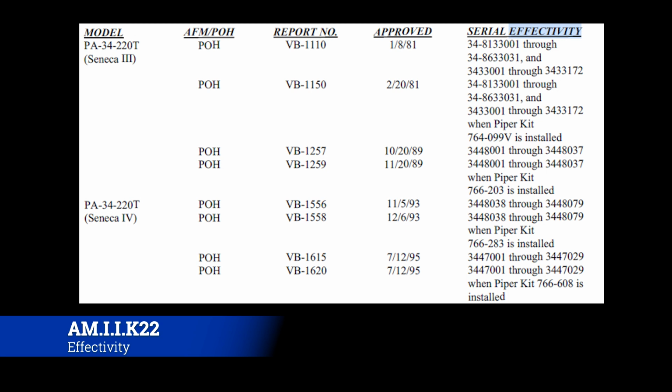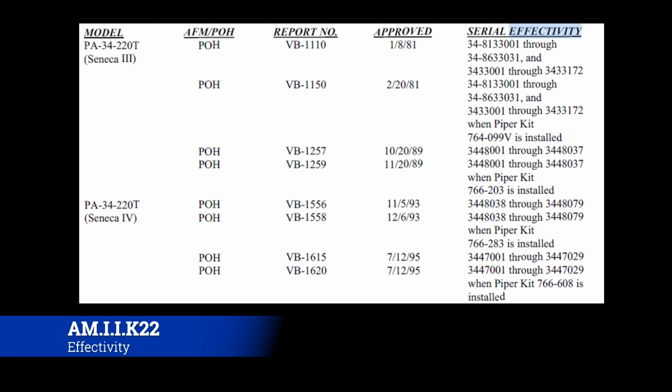Now, effectivity is really simple. Everything has a serial number, and you're just looking at whether the serial number for my plane works with this part number. So let's look at this one. Here we have a Seneca III part number that's been approved for installation. If you look at effectivity on the right-hand side at the very top, you'll see the serial number effectivity is 34-8133001 through 34-8633031. And then there's another band.